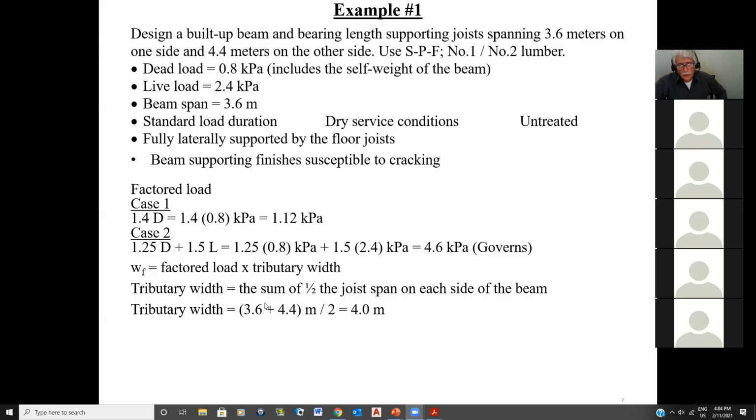Everybody can appreciate what I'm saying. Instead of saying, well, what's half of 3.6, 1.8? What's half of 4.4, 2.2? What's 1.8 plus 2.2? Just add the two spans together and then divide by 2. That's going to give you a tributary width.